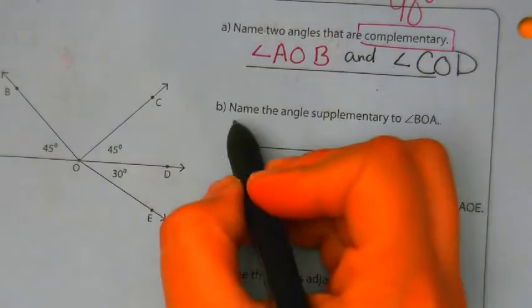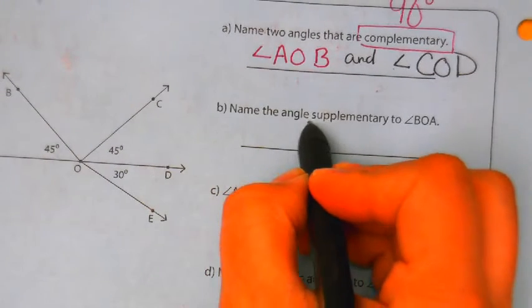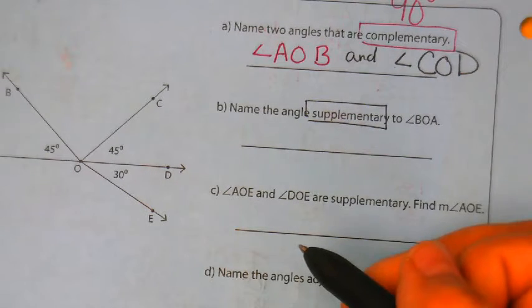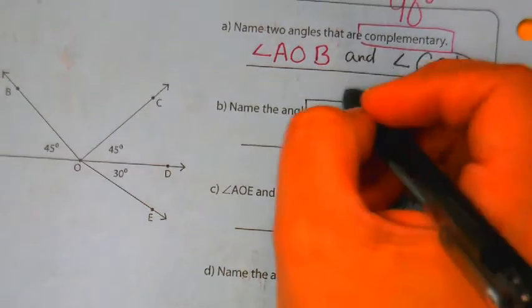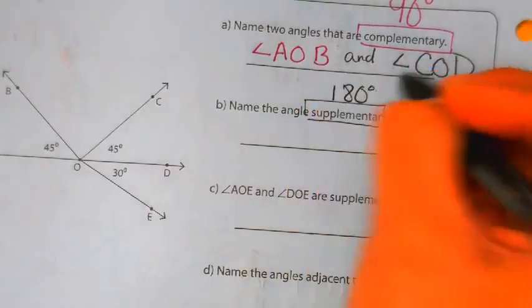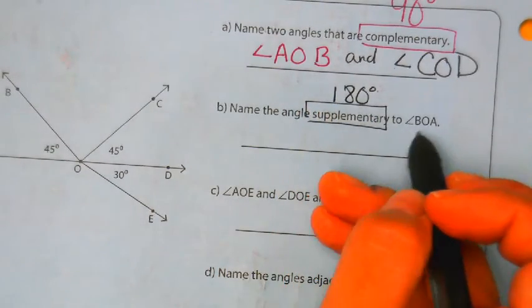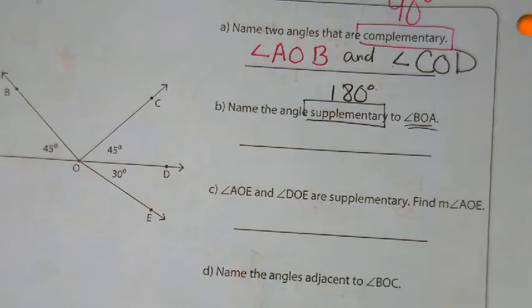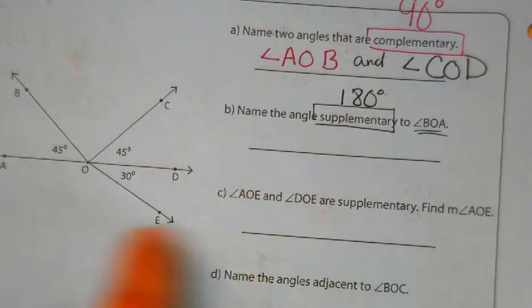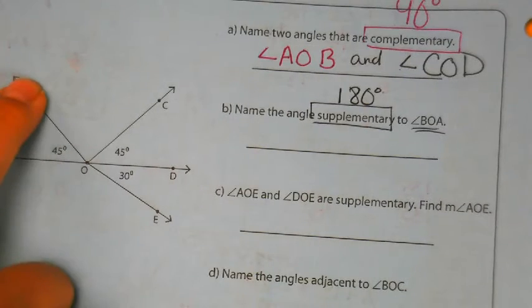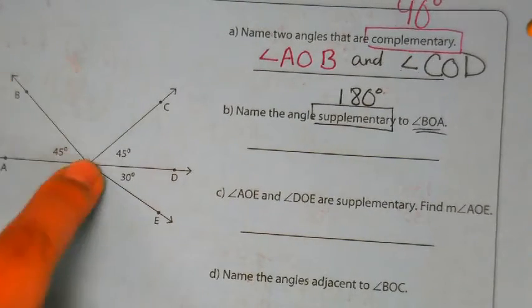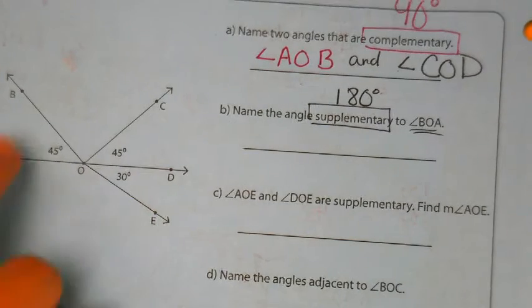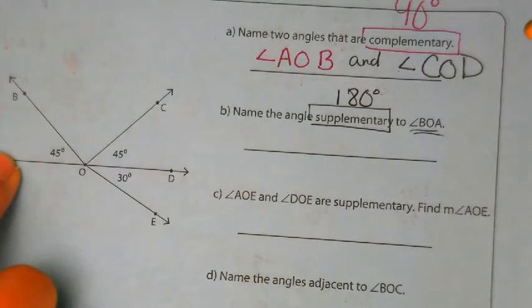Okay. Name the angle supplementary. What is supplementary? 180. So this one's 180. Okay, name the angle supplementary to BOA. Well, first of all, let's find BOA. And let's trace it with our fingers. It's 45. BOA. Oh, the one we just did, right? Yeah. So, which angle added to this angle makes a straight line?